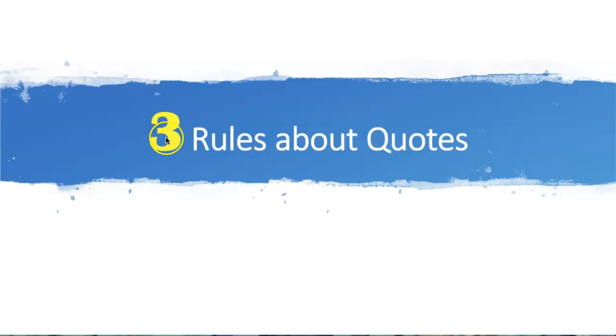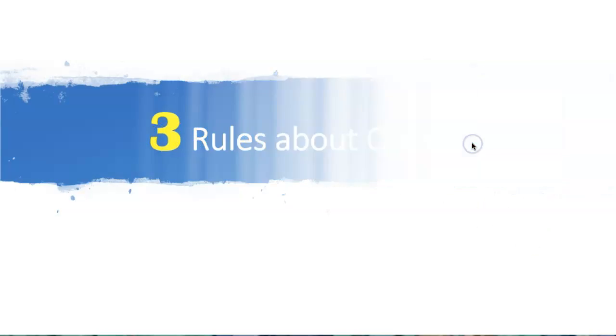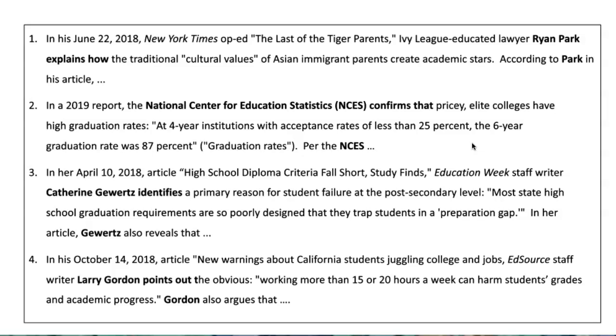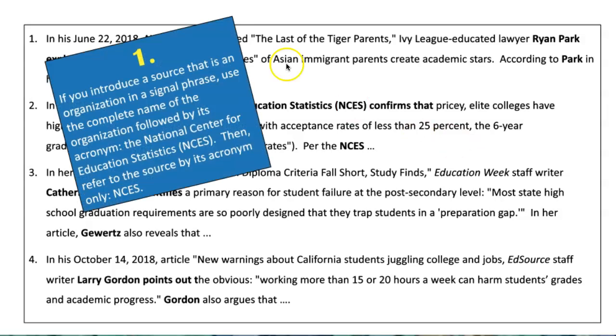Now we have 3 rules about quotes. So we have the quotes here. You may wish to pause the video and study them. And here are the rules. Number 1, if you introduce a source that is an organization in a signal phrase, use the complete name of the organization followed by its acronym. The National Center for Education Statistics, right after this, NCES. Then refer to the source by its acronym only, NCES.